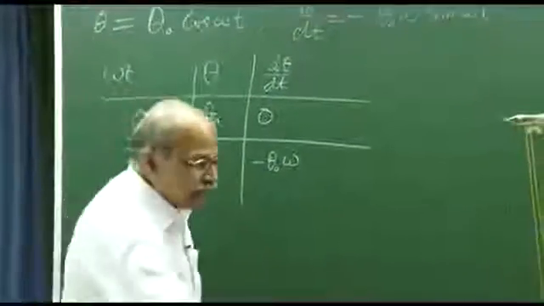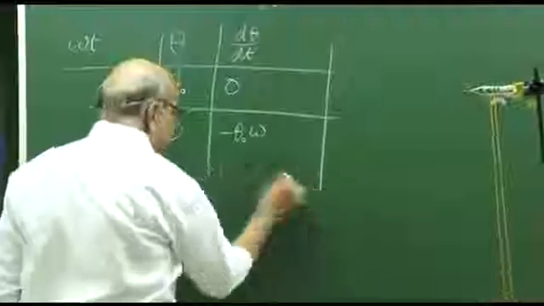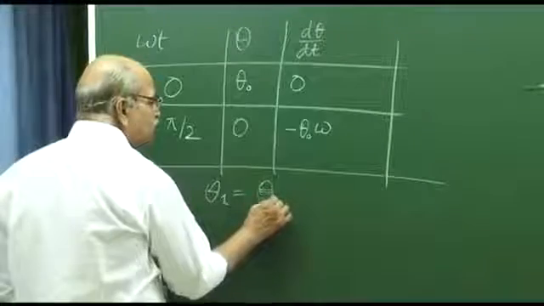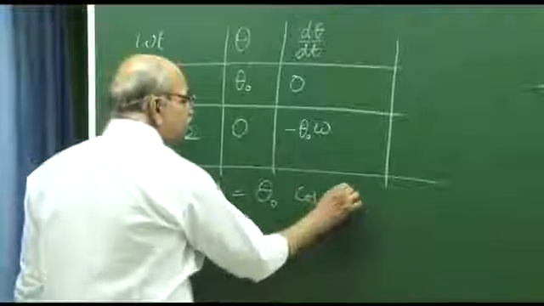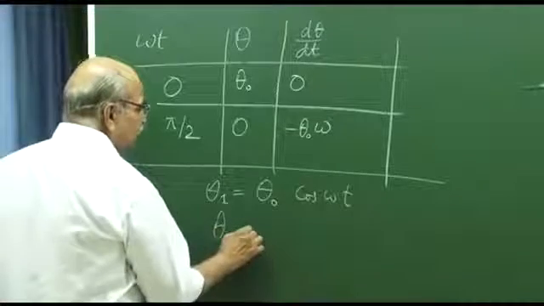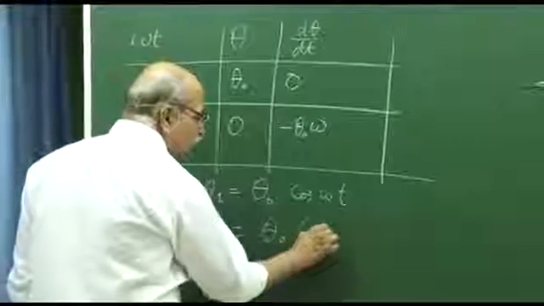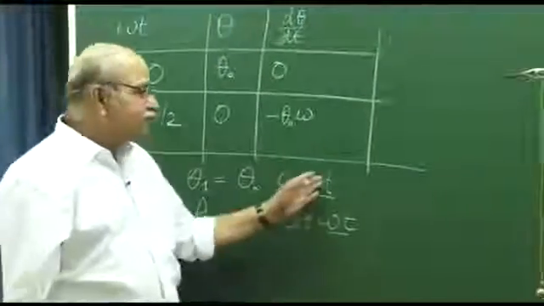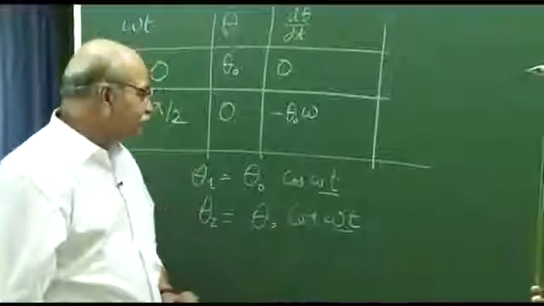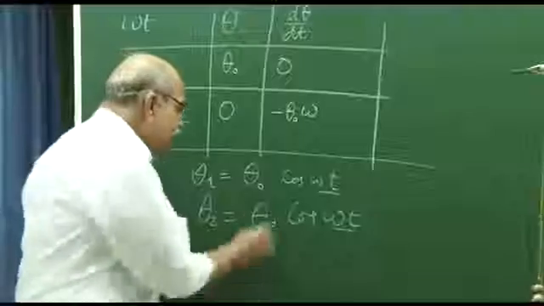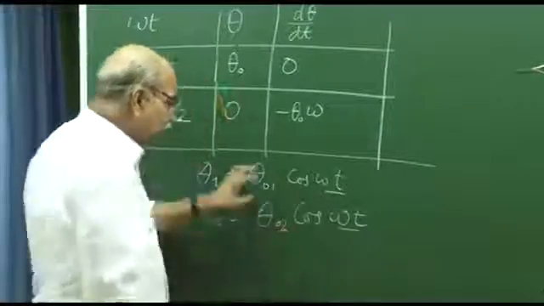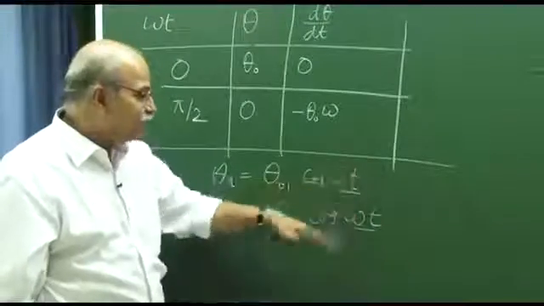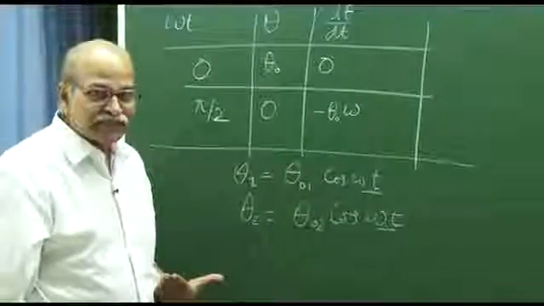So we say that for the first pendulum, theta 1 is equal to theta naught cos omega t, and for the second pendulum theta 2, this is theta naught and also cos omega t. So this phase and this phase, they are the same, phase difference is 0. If the amplitudes are different, this will be theta 01, theta 02, different amplitudes possible, but still they will be in phase. They will be called in phase if they are going together and coming back together.